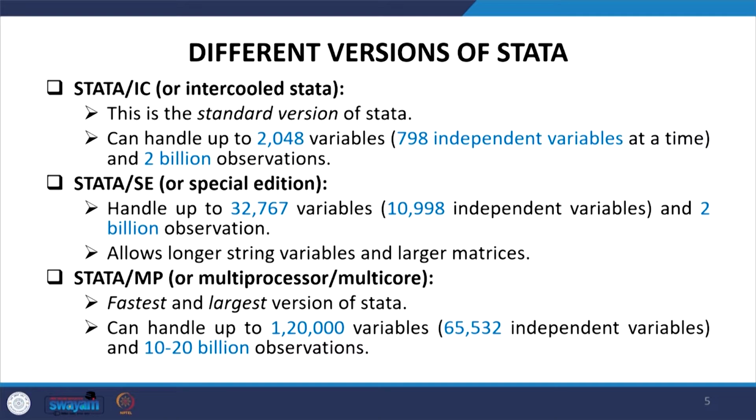The MP version, that is the multiprocessor multi-core version, is the best one. It is the fastest and largest version of STATA. This can handle up to 1,20,000 variables with 65,532 independent variables and 10 to 20 billion observations. So, isn't it too huge? And most any sort of data could be handled.